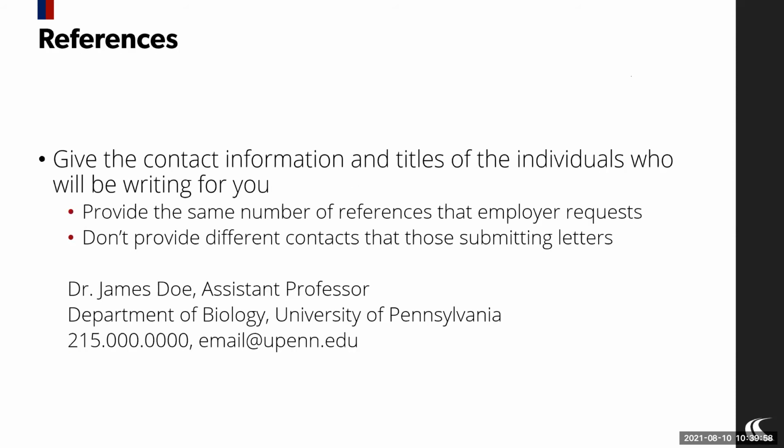References. Generally speaking, you only want to give the contact information of the people who will actually be writing for you. So if they say they want 3, give them 3, don't give them 5, right? You want to give the contact information and titles of all those people who will be writing for you, and don't provide different contacts than those submitting letters. You can list this very simply: the name, the title, department, institution, and contact information right there.